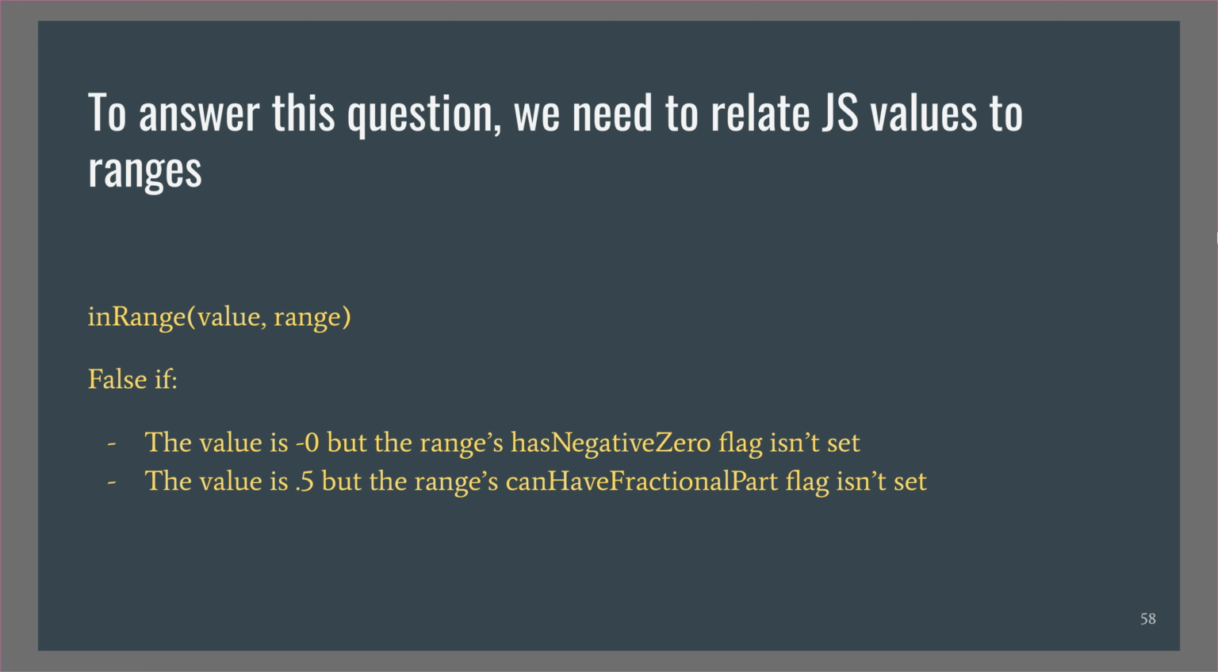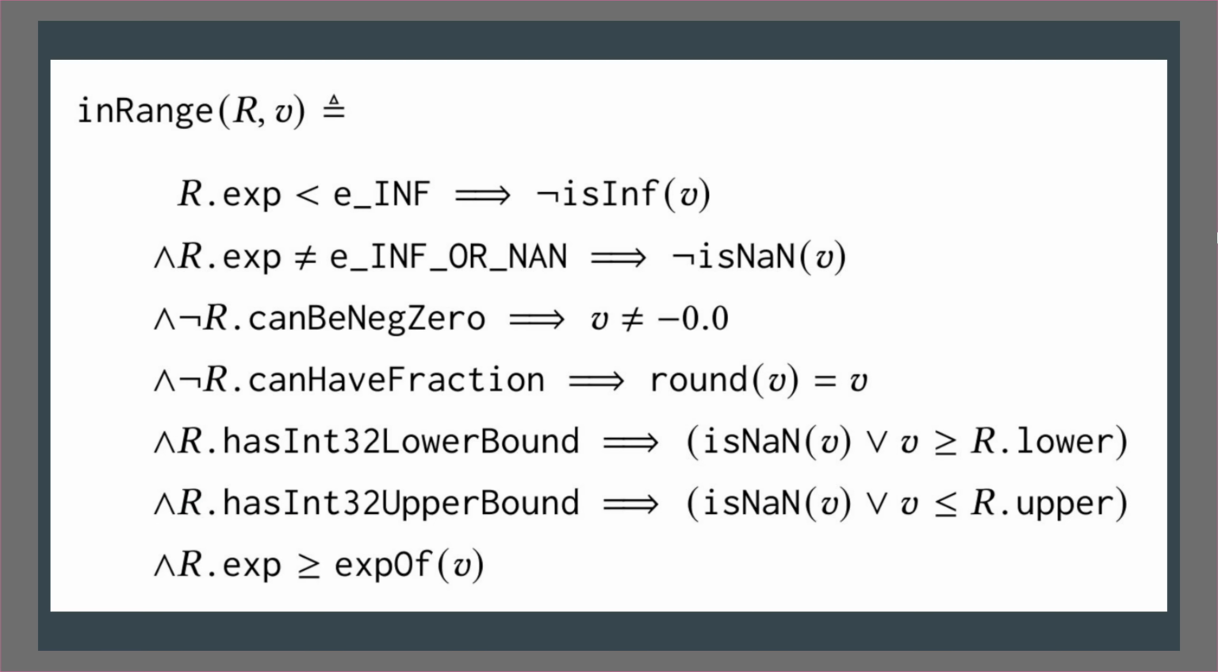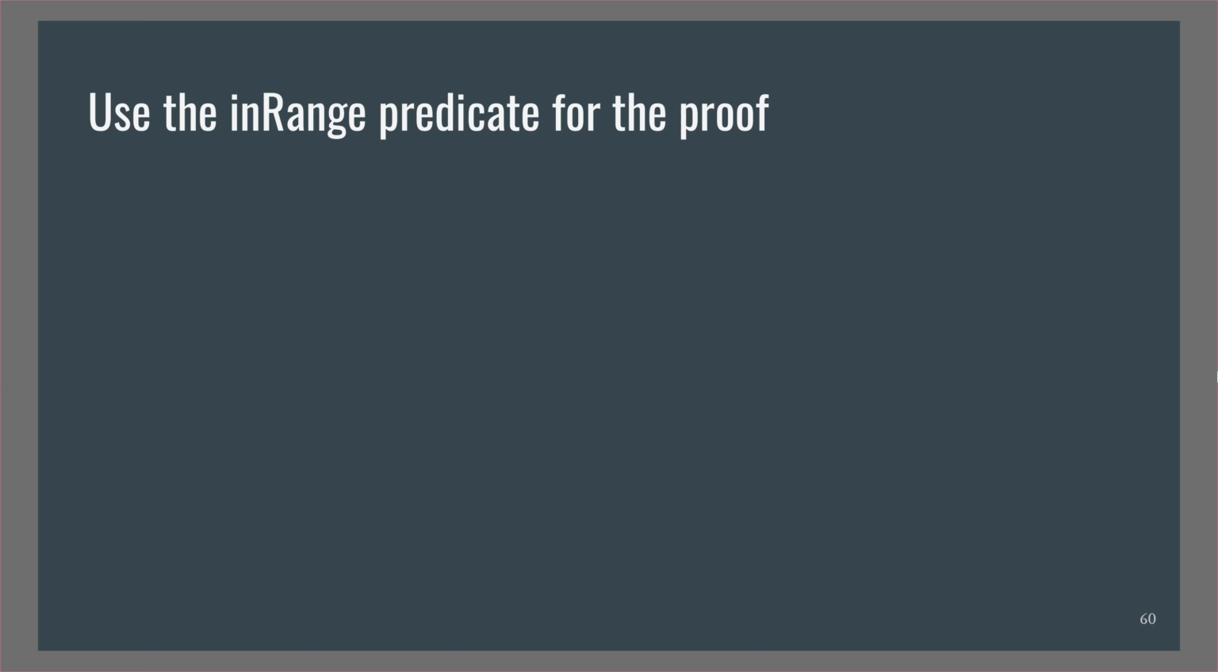You can think about the in-range predicate as basically encoding the logic in Firefox's range analysis object. There are a bunch of parts to this predicate in real life, because Firefox's range analysis object is pretty complicated. Here are all the different parts, and they're in the paper too. We're going to use the in-range predicate to prove that the browser's range analysis routines conform to JavaScript semantics. It'll take a few steps.